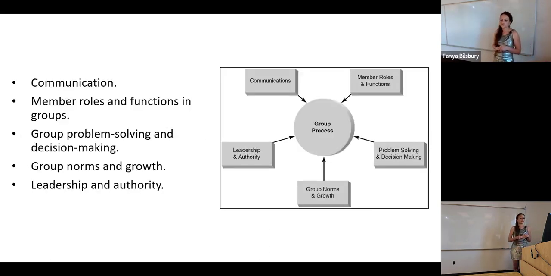The 5 areas that the process consultant focuses on are how the group communicates, what individuals' roles are in the group and how that works, how the group solves problems and makes decisions, then the culture of the group. All groups have their own little culture and their norms, and what we can do to develop that to be more effective, and how leadership works in the group. We can take all these factors or areas and put them in little boxes and make them point at a circle, in case you find that visual helpful.